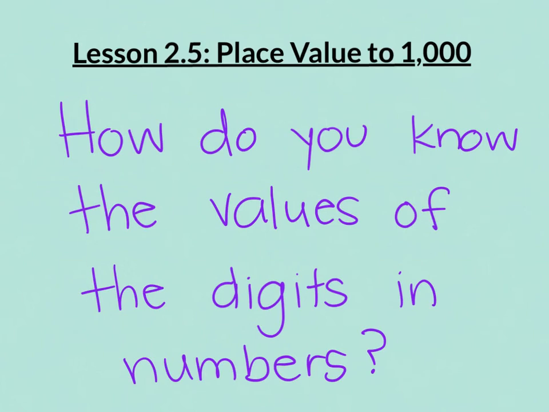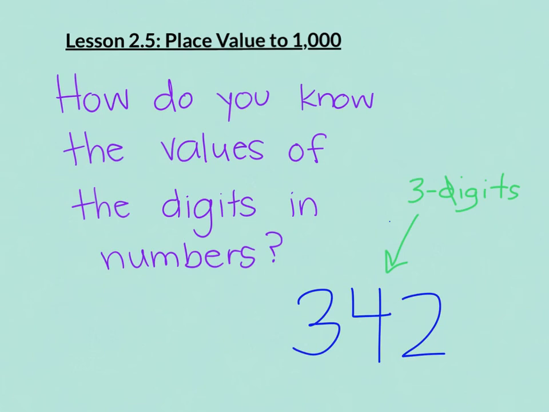Today we will be completing lesson 2.5, place value to 1,000. Our essential question, our big question, asks, how do you know the values of the digits in numbers? As a reminder, 342 is a number, and it is made up of 3 digits. We have our ones place, our tens place, and our hundreds place. So how do you find the values of the digits? How would I know what the value of just this 3 is? That's what we'll be talking about today.